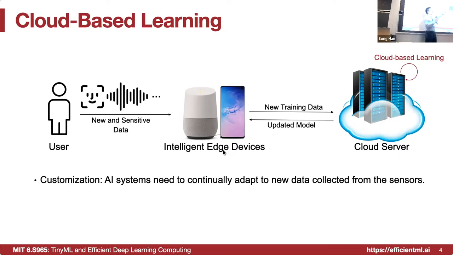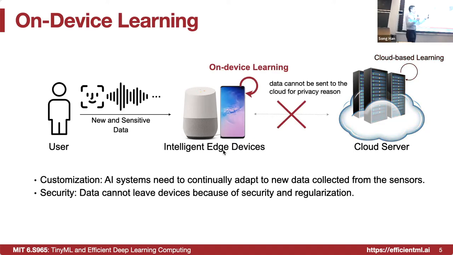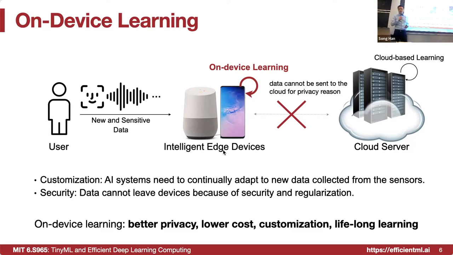However, previously we had to upload our data to the cloud to train the model, right? And then after training, the cloud server can return us an updated model. So what's the drawback for that? Of course, it has the potential to leak our personal data, since we have to upload our data to the server and then get back a new updated model, right? So we don't want to sacrifice our privacy. So we want to enable learning locally on edge devices, which can enable better privacy, lower cost, customization, and also lifelong learning. So the more you use this device, the smarter it gets, right?